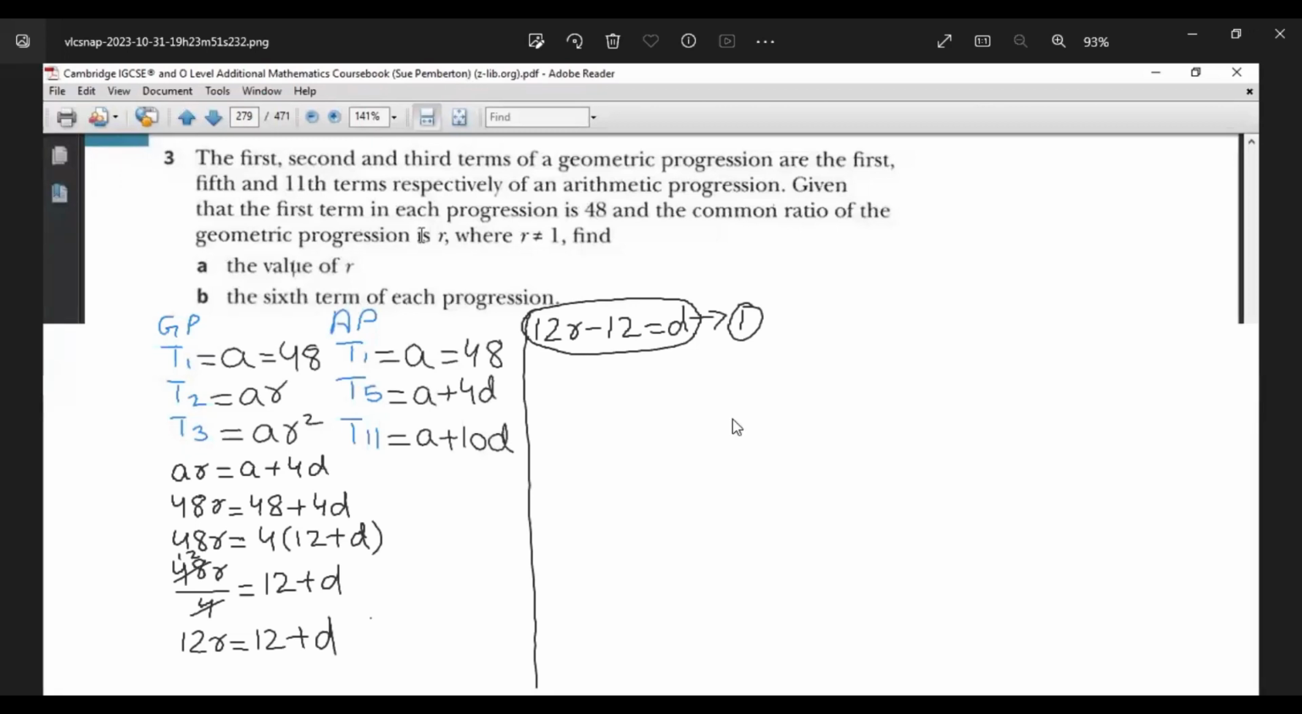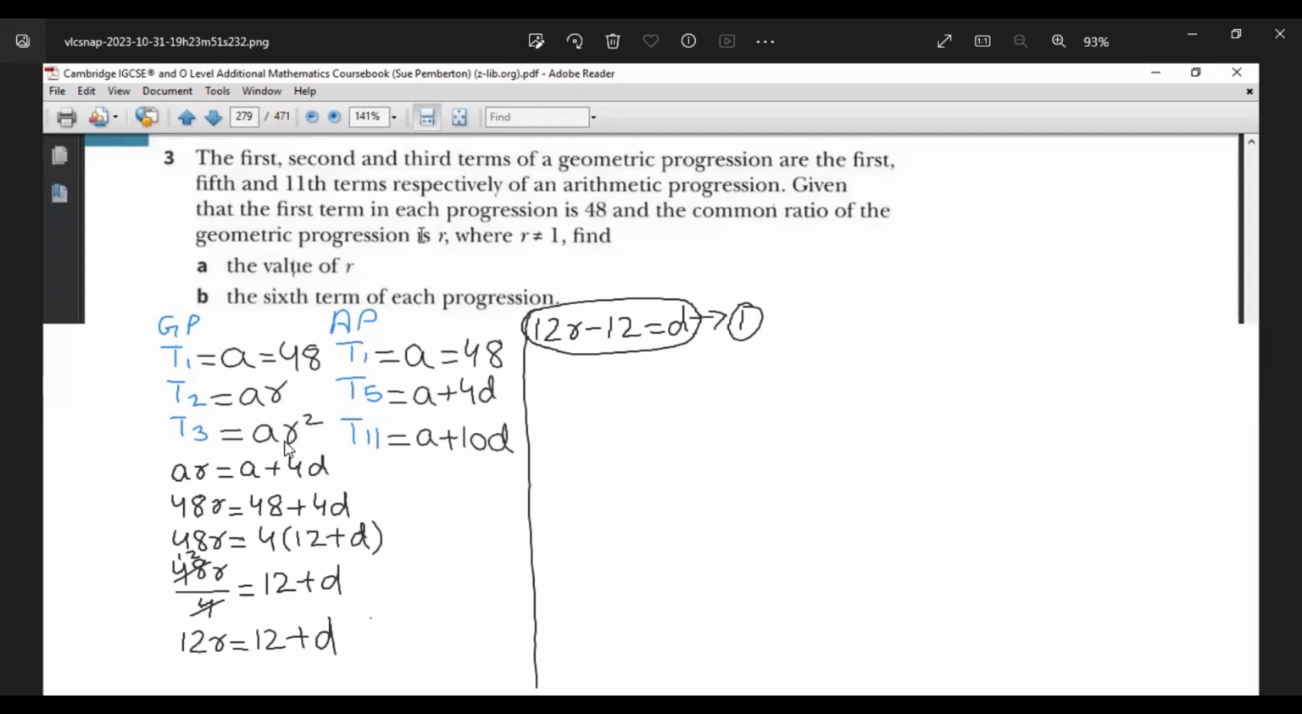Now, what we are going to do over here, I have compared these two, T2 equals to T5 as per the given one. Now they are saying the third term of geometric progression is the 11th term of an arithmetic progression. It means this one and this one will be equal. Okay, so now I will compare these two to get my working over here.